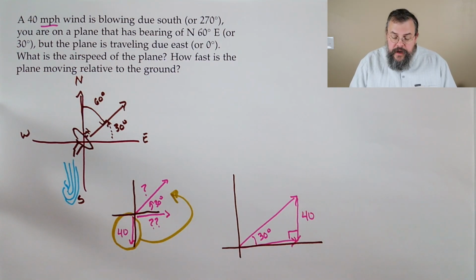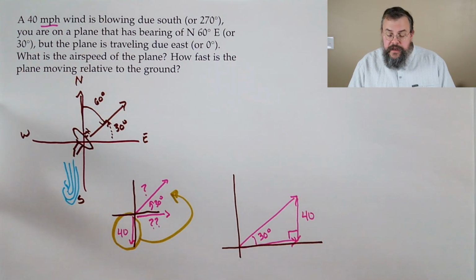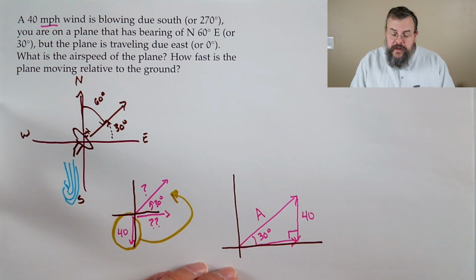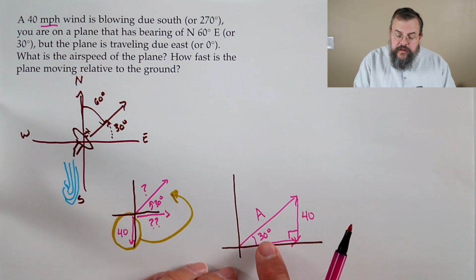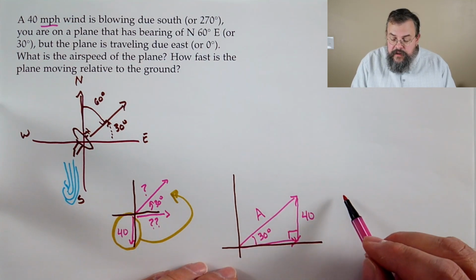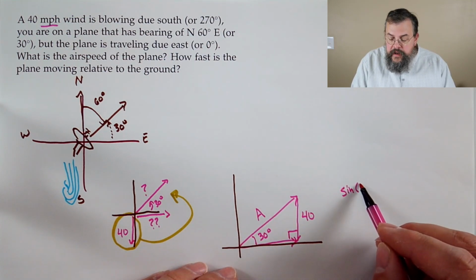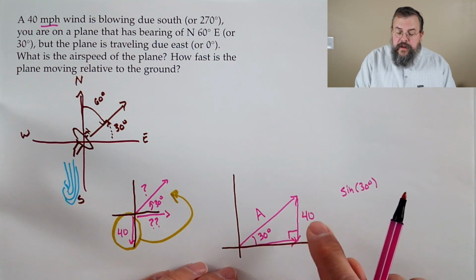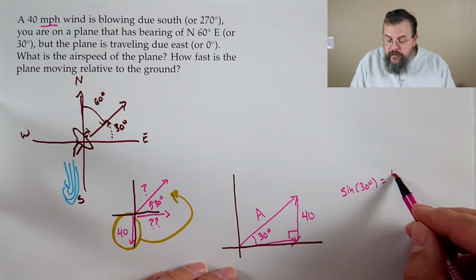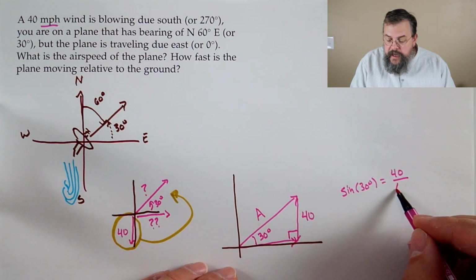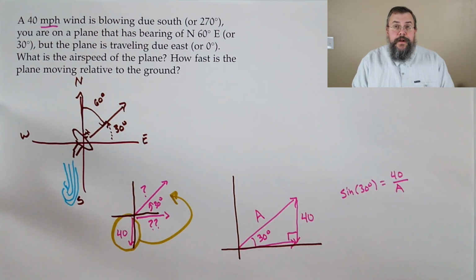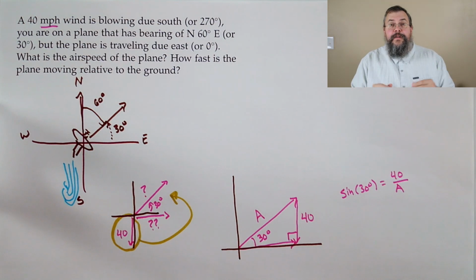So, suppose we wanted to know our airspeed. We'll use A for our airspeed. Well, if I know this angle, I know the opposite side, and I want to know the hypotenuse, so we could say that the sine of 30, because the sine represents the ratio between opposite and hypotenuse, is equal to 40 divided by A. But sine of 30, that's actually something that we know. Well, hopefully we know. It's certainly something we can look up.